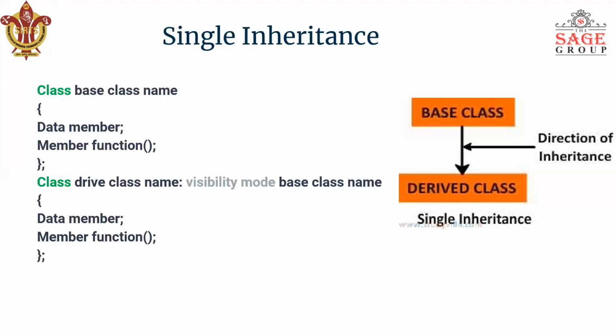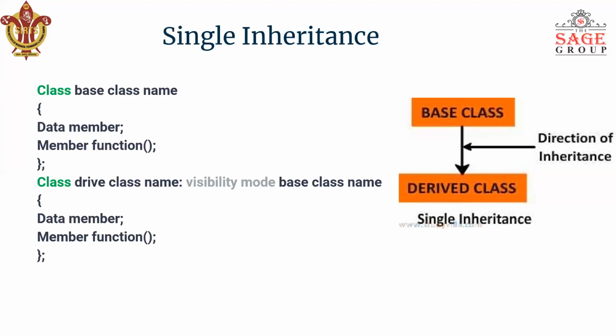Now the next line is class derived class name. This is the syntax for how we can inherit the base class. Here we write class, then the derived class name. After that we use a colon, then the visibility mode. The visibility mode simply specifies which kind of visibility mode you are using, either public, private, or protected. After that visibility mode, we write the base class name. So that line simply inherits the base class.